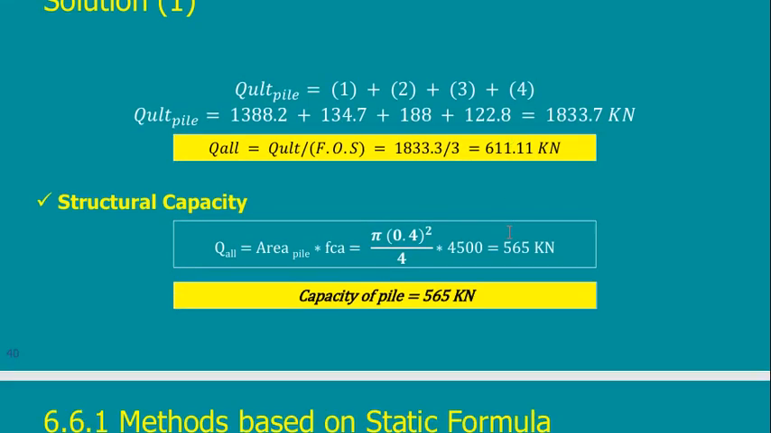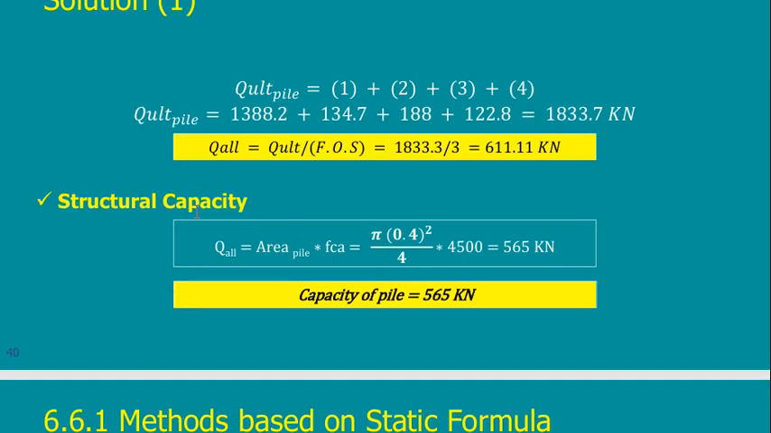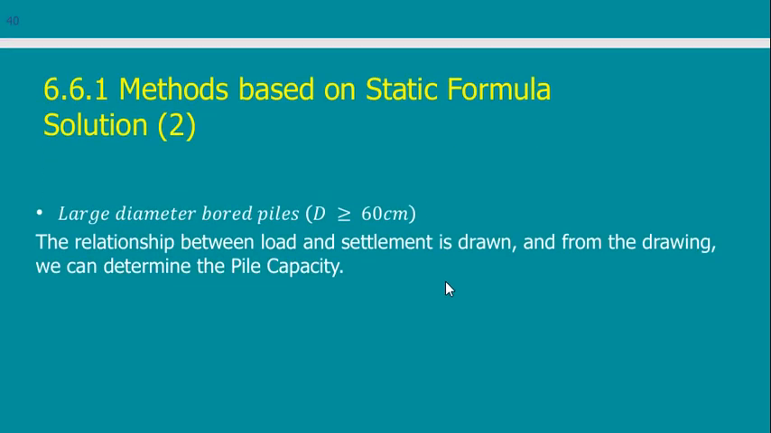Once I get the allowable capacity, I always calculate something called the structural capacity, which means the capacity of the pile as a concrete section, as if it is a normal column. For a normal column, I multiply fcu for concrete by the area of the pile and get a value. If this value is less than the allowable capacity, not the ultimate, of the pile, then I use the structural capacity of the pile.